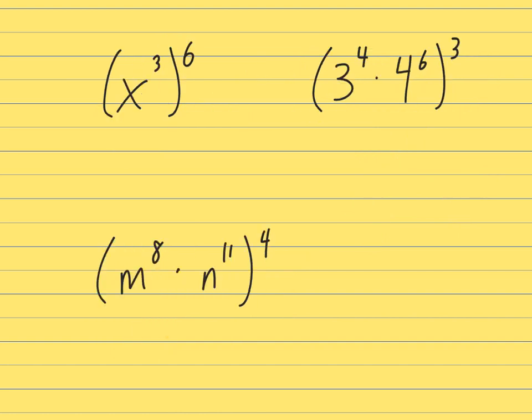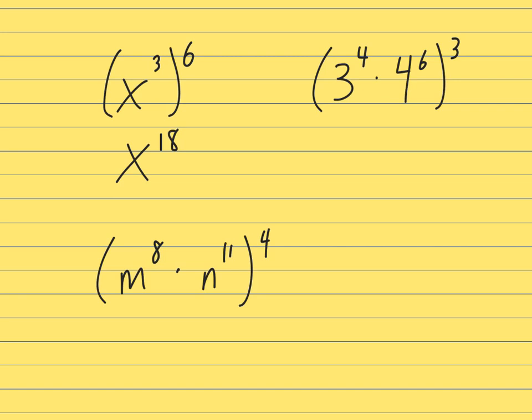Here we have some power raised to a power questions. Now remember, when we have a power raised to a power, we multiply the powers. So x to the 3rd raised to the 6th power would be x to the 18th power. If you can imagine x to the 3rd raised to the 6th power, that would be like x to the 3rd written out 6 times. How many x's would there be altogether? There would be 18 of them, hence the answer x to the 18th power.